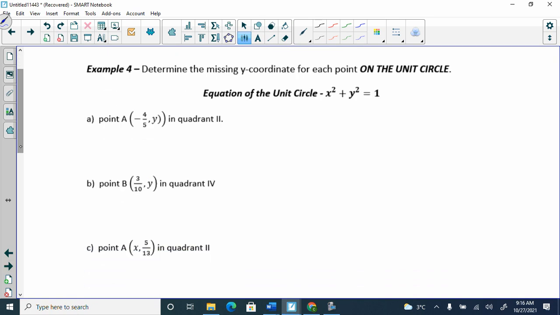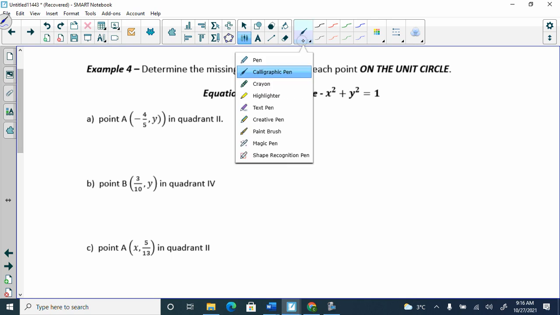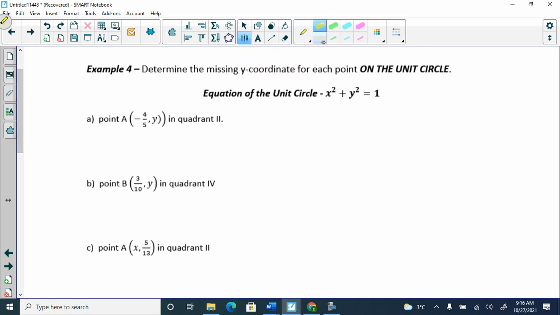Okay, example 4. This is something that is done really easily on a test if you remember this. So I highlighted it, I even made it bolded and all caps. If it says determine the missing y coordinate, whatever, and it says for each point on the unit circle. On the unit circle can mean two things. It can mean go to your unit circle and give me something off of it. Or on the unit circle can mean use the unit circle equation, which is x squared plus y squared equals 1. Now, why is it that? Well, I'm going to explain to you why it is.